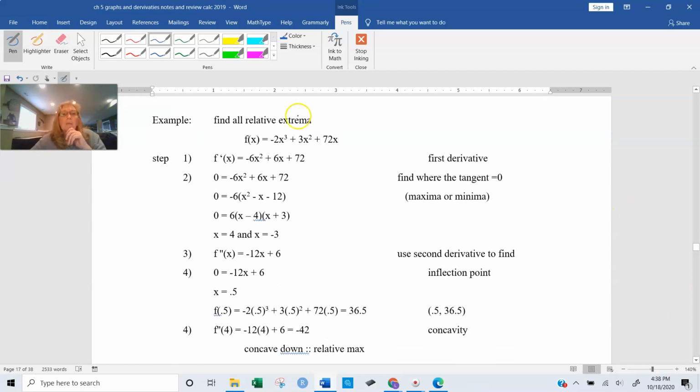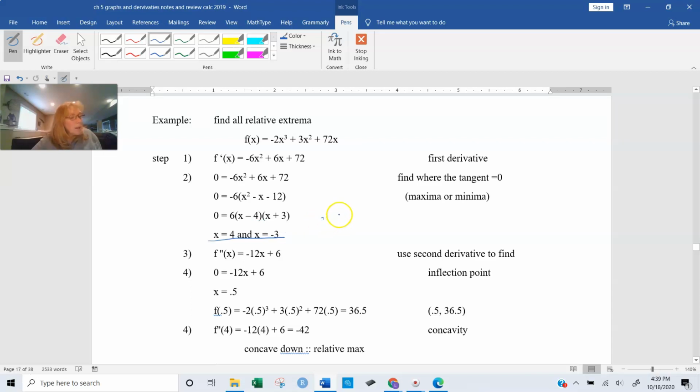Okay, here's an example. So we do our first derivative, correct? And we just did negative 6x squared plus 6x plus 72. All right. Now we got this here. I'm going to set this equal to 0, factor out the 6, and we got 4 and negative 3. Okay, now this is my first derivative. So these are my maxes and my mins. Somewhere here is what we have.